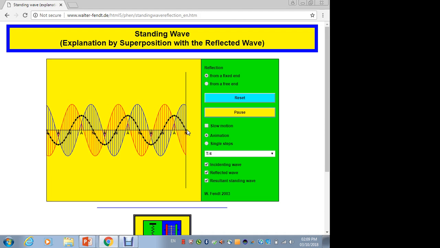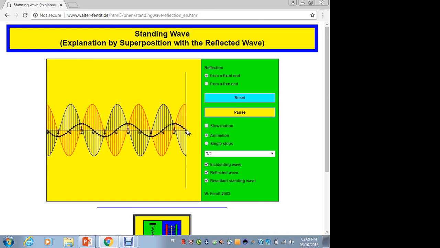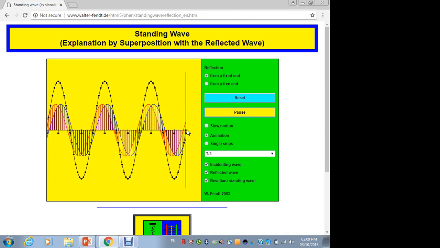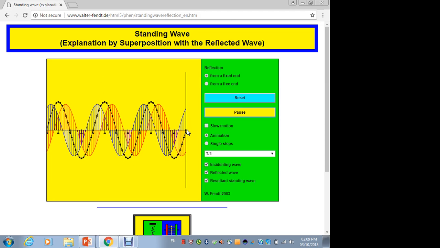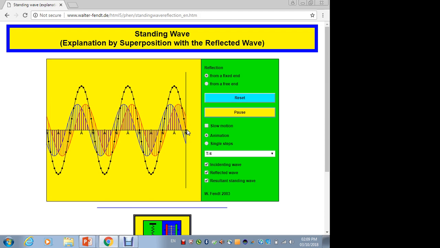So there's a name given to this point. We call it a node. N-O-D-E. Okay, that you can find on page 5. I highlighted again. You need to know how to define a node. A node is defined as a point at which the displacement is permanently zero.